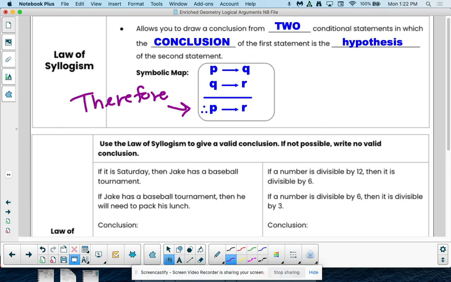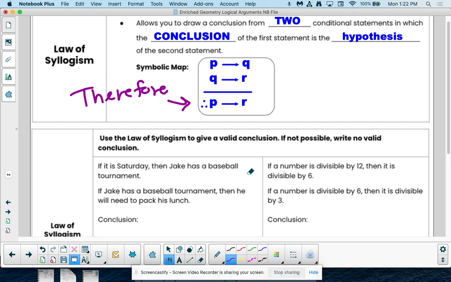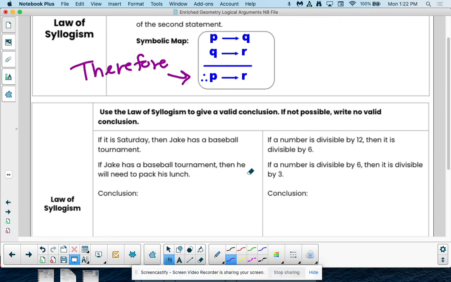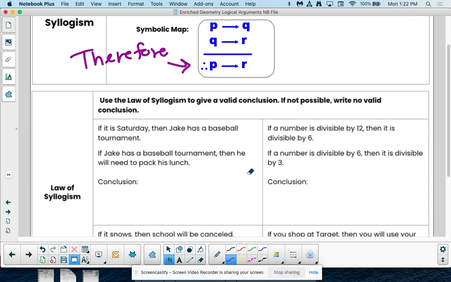Okay, are we ready to try law of syllogism? Let's see if we can have a valid conclusion. So again, always refer back to this symbolic map. If it is Saturday, then Jake has a baseball tournament. If Jake has a baseball tournament, then he will need to pack his lunch. Can we make a conclusion off that? No. Because you don't know if it's Saturday.